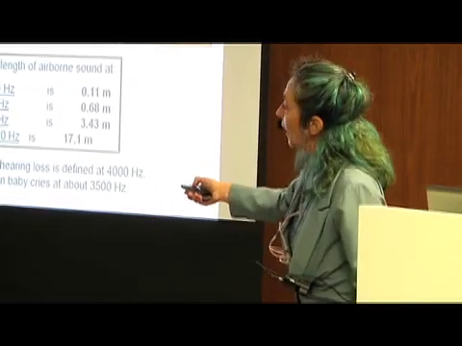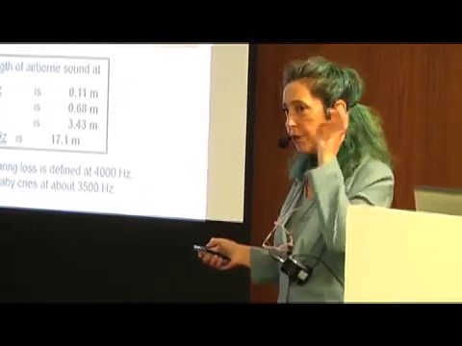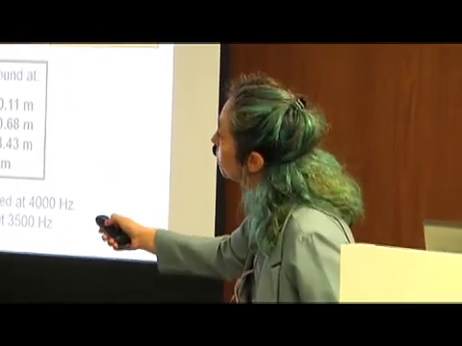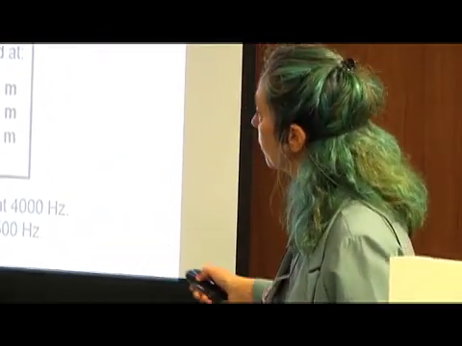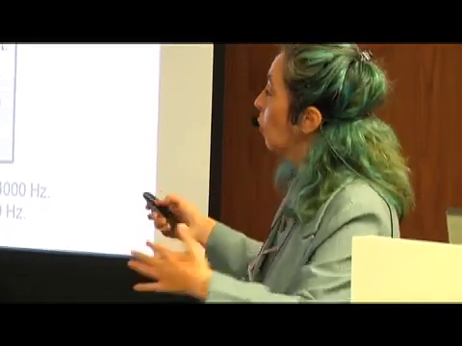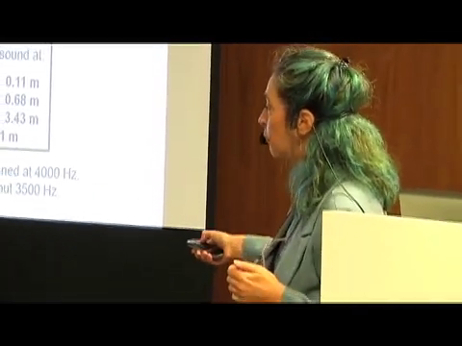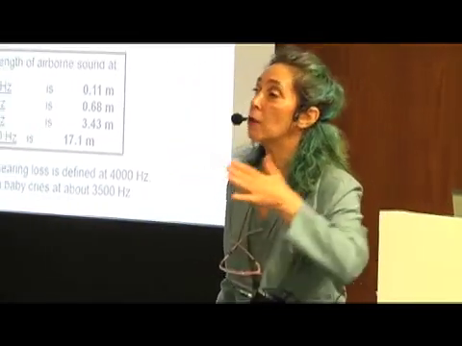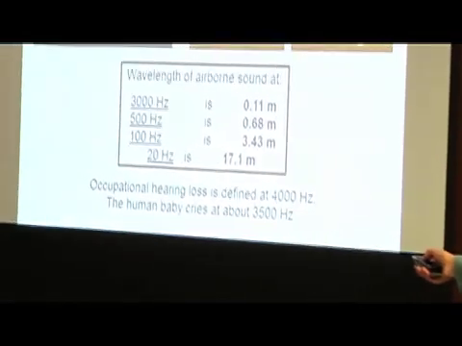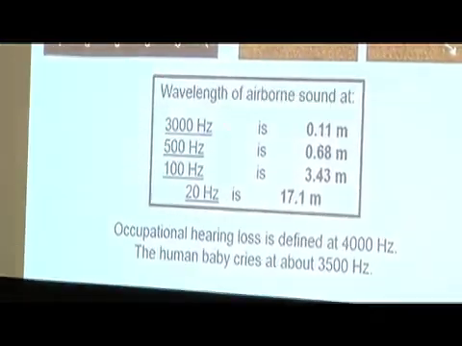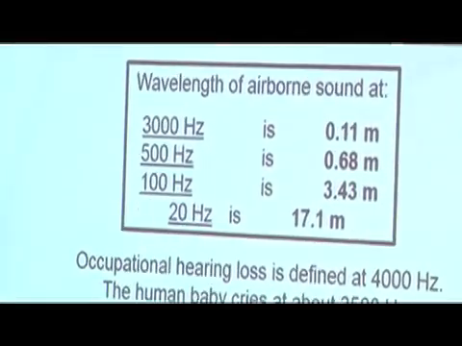For example, at 3,000 hertz, we hear very well. The distance between the peaks at 3,000 hertz is in the centimeter range. When we go down to the low frequency, 20 hertz is considered the limit of our hearing. At low frequency, the distance is 17 meters.